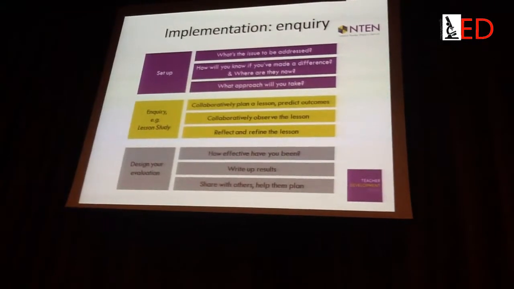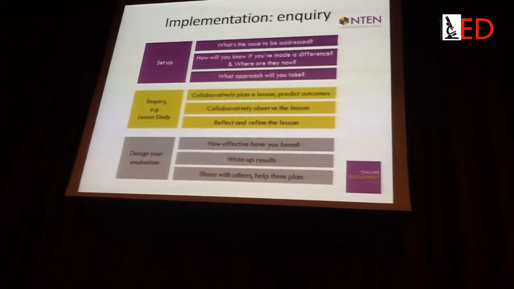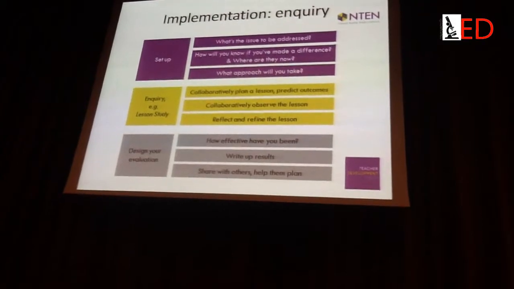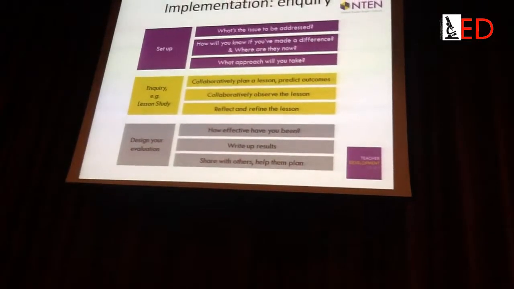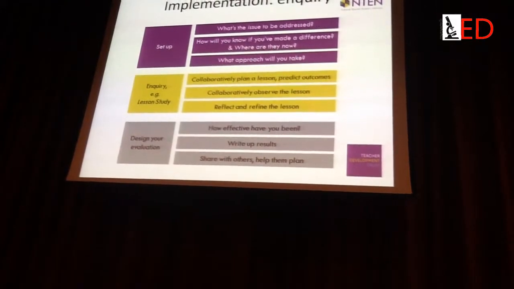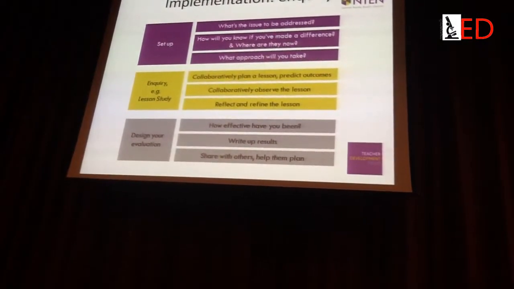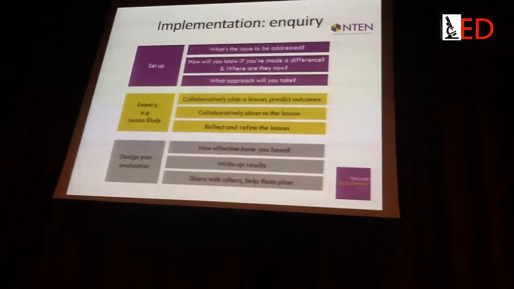Identifying exactly what it is we're trying to change in our classroom. What's the gap between where we envisage students were going to be and where they are now? It doesn't have to be a deficit model. It could be: where are our students now, and where do we think we'd like them to go even further? How will we know if we've made a difference as we investigate this?